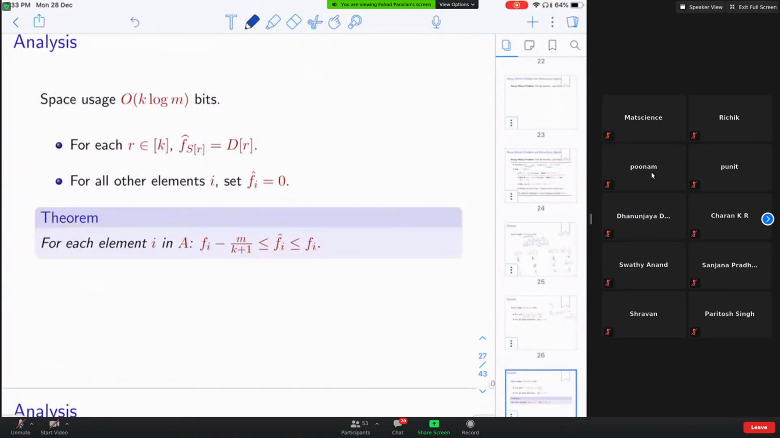Now what we prove is that for a fixed element i in A, the f hat value, f hat i, is at most f_i. Why is f hat i at most f_i? That is very easy to see, right? At some point in time I will be allocating some counter when an element i comes in, and later on that counter is incremented only when i comes in. So f hat i is at most the frequency of i. And the important thing is we can prove that f hat i is at least f_i minus m by k plus 1.